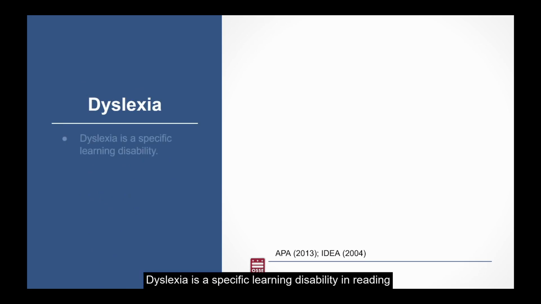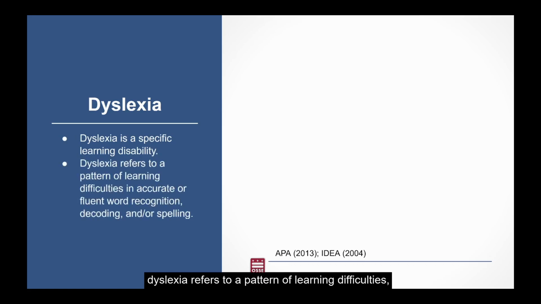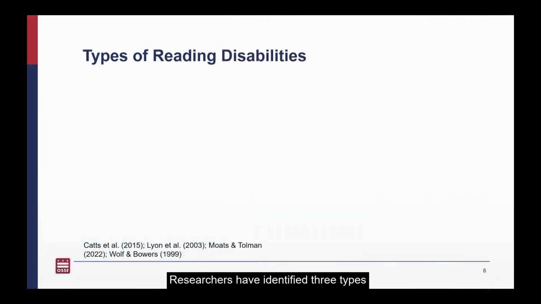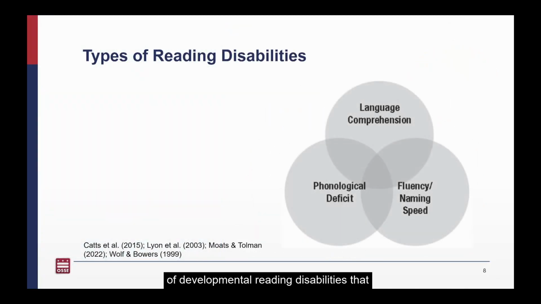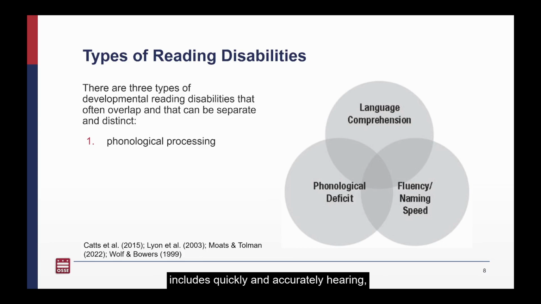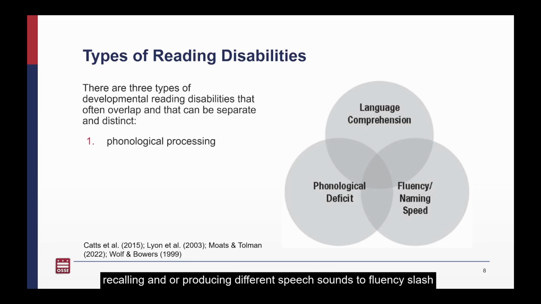Dyslexia is a specific learning disability in reading. Dyslexia refers to a pattern of learning difficulties in accurate or fluent word recognition, decoding, and related spelling challenges. Dyslexia researchers have identified 3 types of developmental reading disabilities that often overlap and that may be separate and distinct. They are 1. Phonological processing, which includes quickly and accurately hearing, remembering, recalling, and or producing different speech sounds.